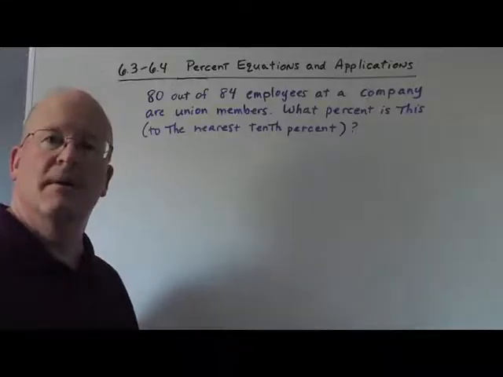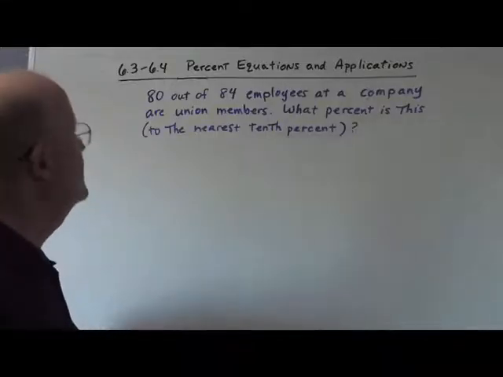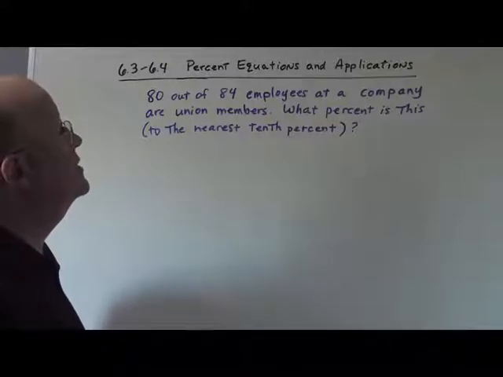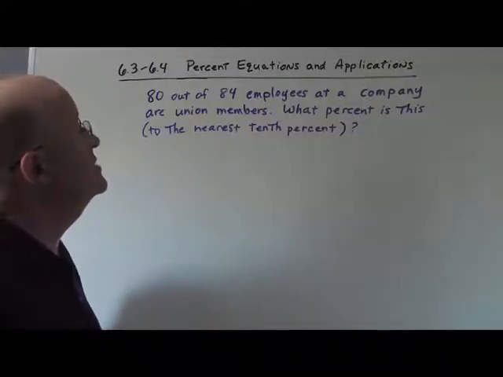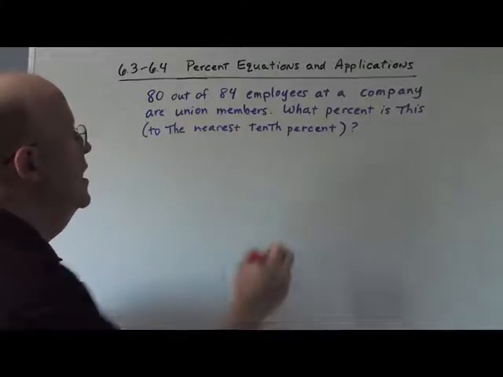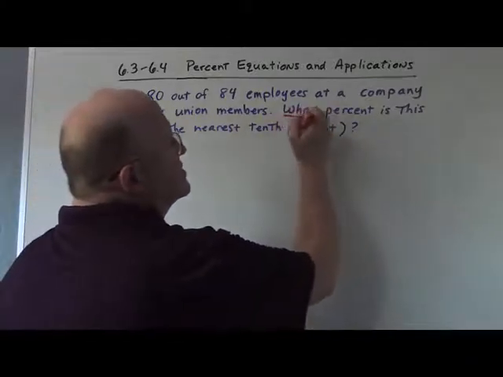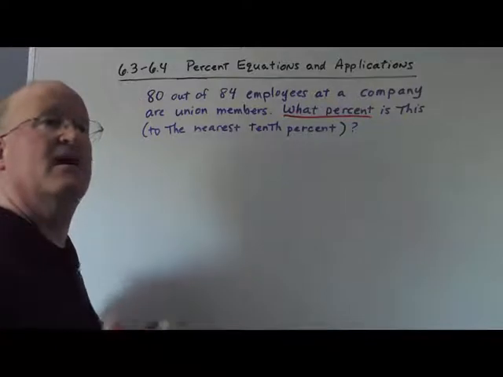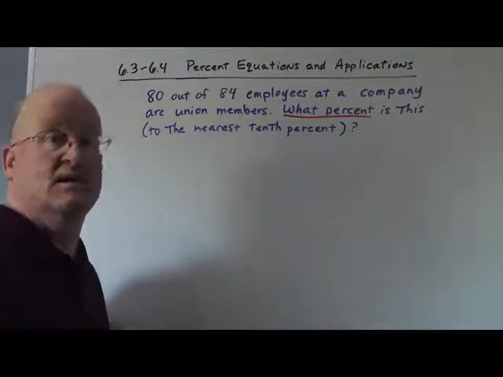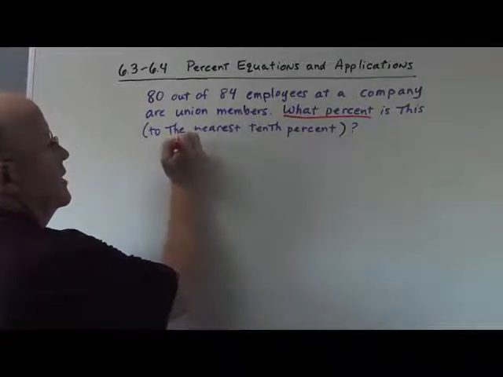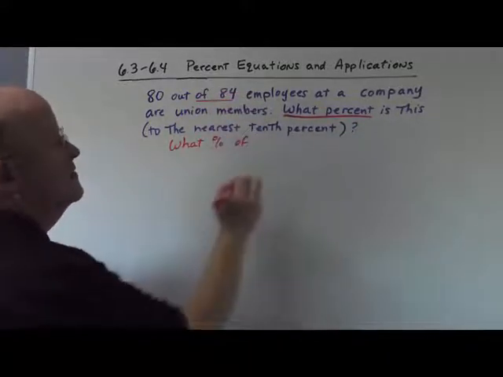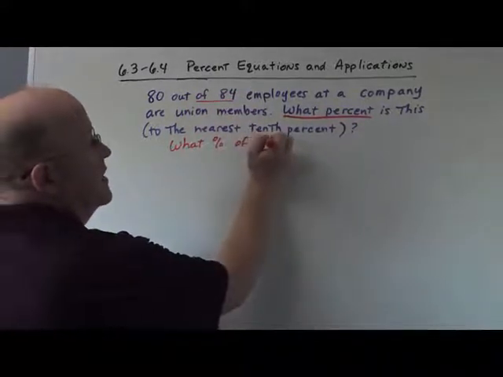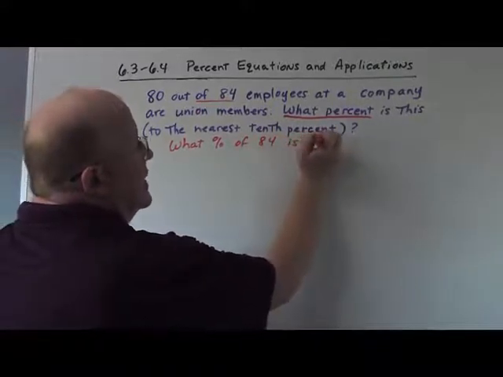Now let's look at some applications. We have here that 80 out of 84 employees at a company are union members, and we're being asked what percent this is to the nearest tenth. It's kind of nice whenever you see the words "what percent," because that helps us to write a simple sentence equation. We can say, what percent of 84 is 80.